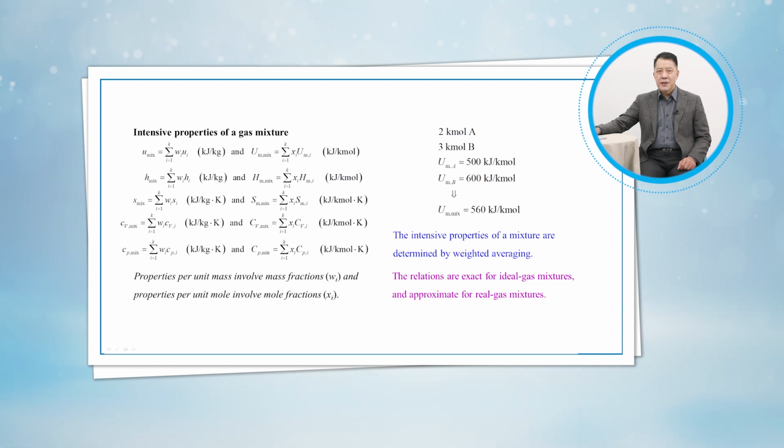The internal energy, enthalpy, and entropy of a mixture per unit mass or per unit mole of the mixture can be determined by dividing the preceding equations by the mass or the mole number of the mixture. We obtain these properties per unit mass involve mass fractions, and properties per unit mole involves mole fractions.